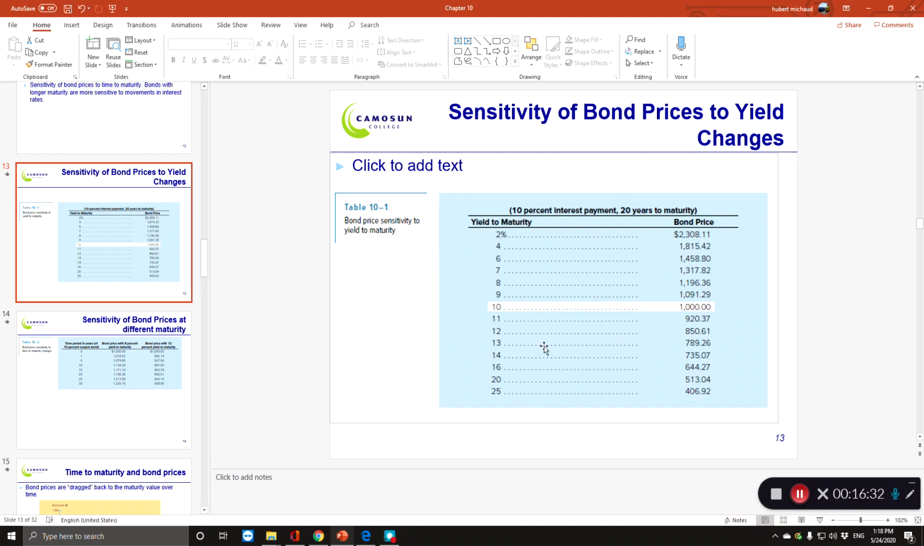The reason it's convex might be kind of weird now, but once you see it graphically, hopefully you will understand why the word convexity makes sense. The basic idea is that suppose this is a bond that was issued, right? The coupon rate and the yield to maturity was 10%.